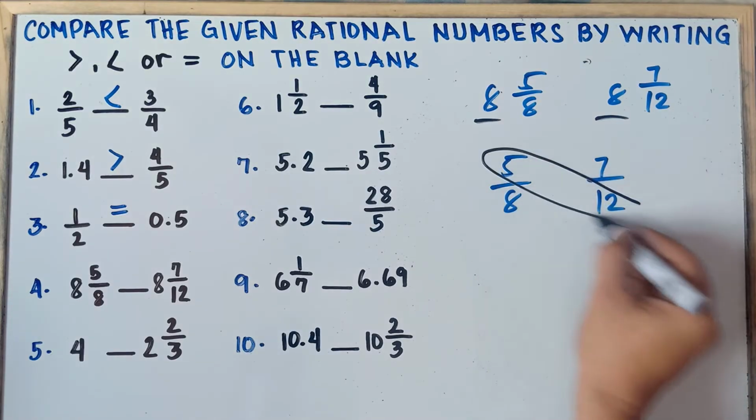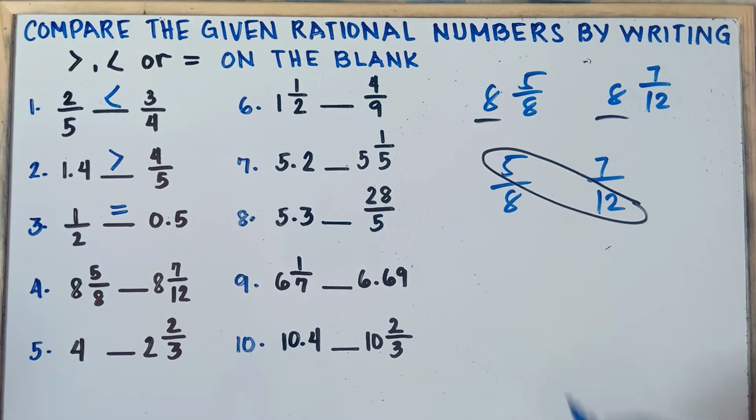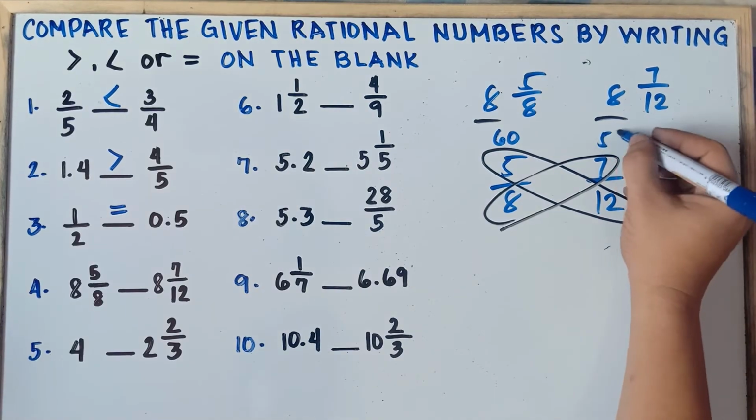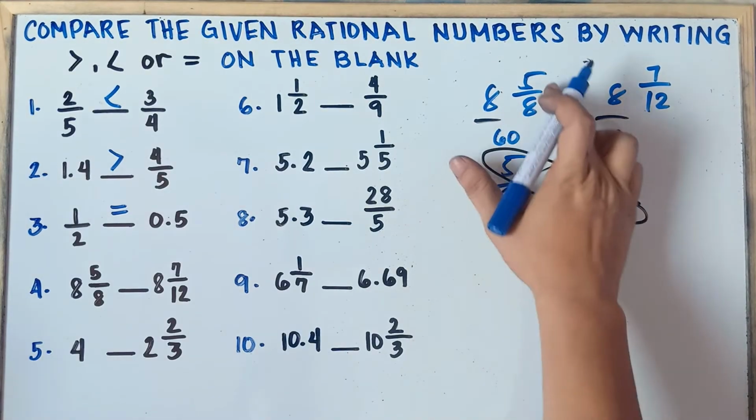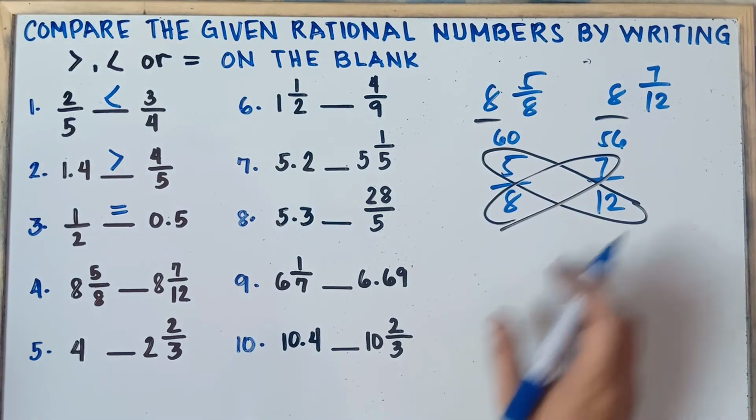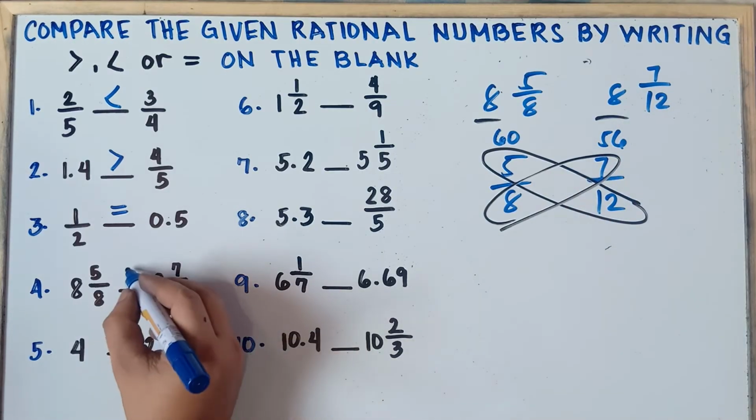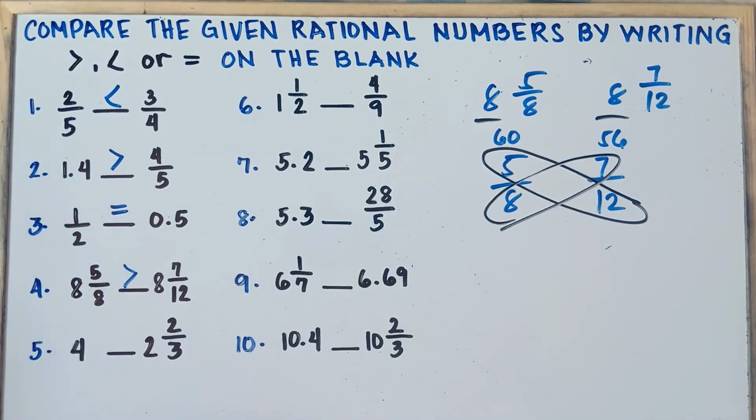So cross multiply: 5 times 12, that is 60. And then 8 times 7, that is 56. And we know that 60 is greater than 56. Therefore, class, this 8 and 5 over 8 is greater than 8 and 7 over 12. So this is greater than.